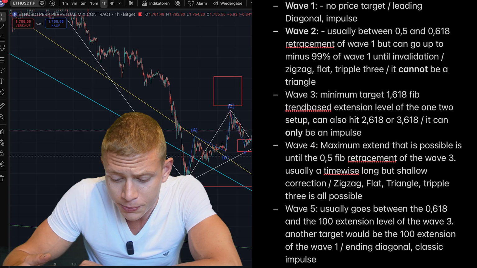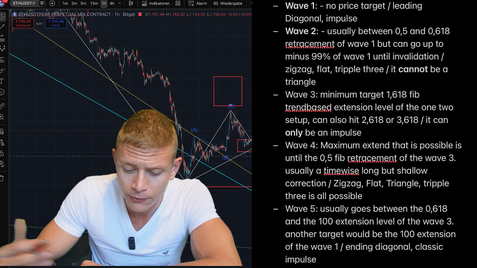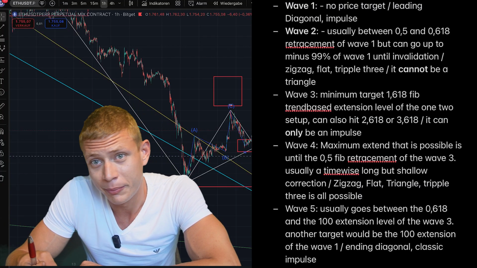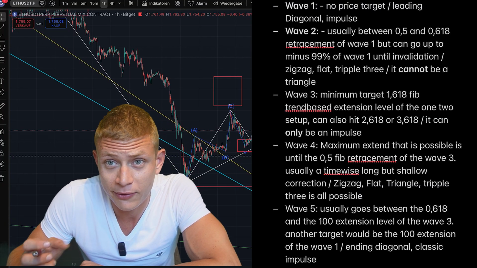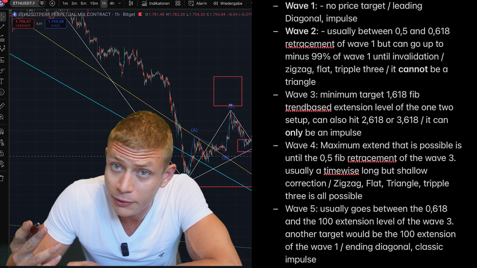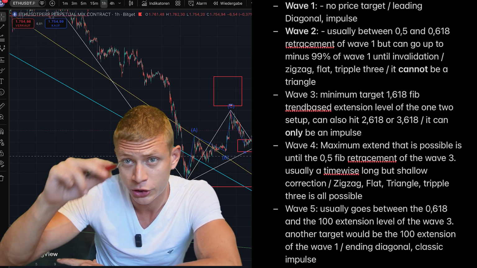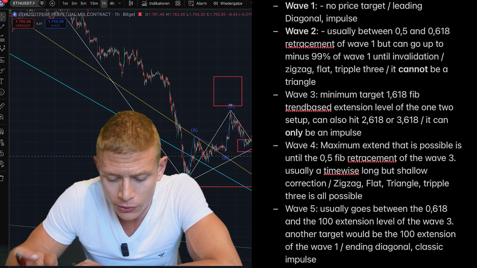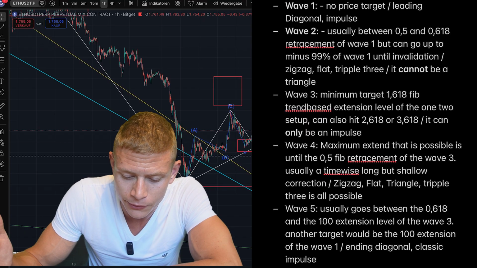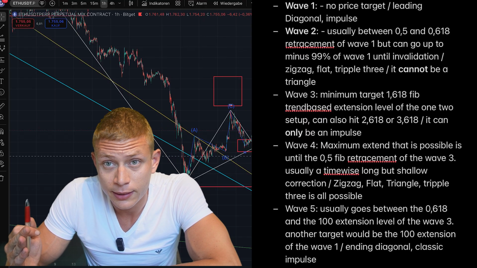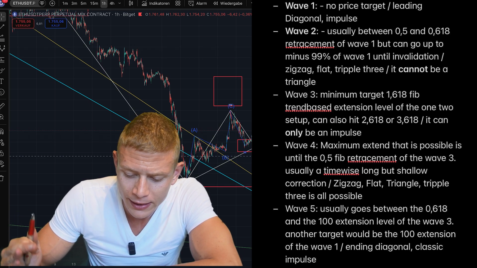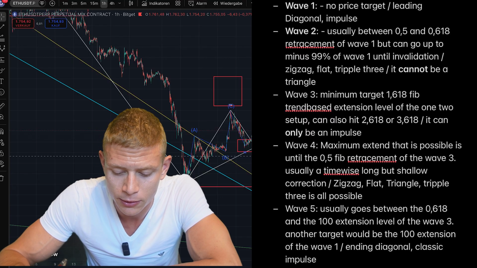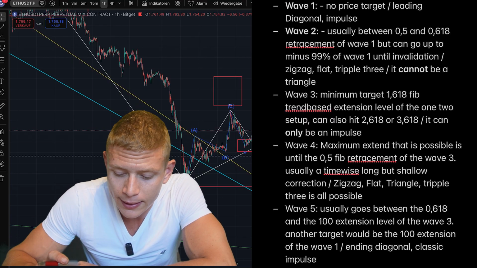Wave 2 usually goes between the 0.5 and the 0.618 retracement of wave 1, but it can go up to minus 99%, so it's a bit of a tricky thing. You will really need to measure the smaller wave targets within wave 2. So if you, for example, see an ABC forming, you can measure the wave C target to get an exact target for wave 2, but usually it's going between the 0.5 and the 0.618 retracement of wave 1. Wave 2 can technically be a zigzag, a flat and a 333, but the most important thing is it cannot be a triangle. Just remember, wave 2 cannot be a triangle, okay? I also wrote it down in thick letters.